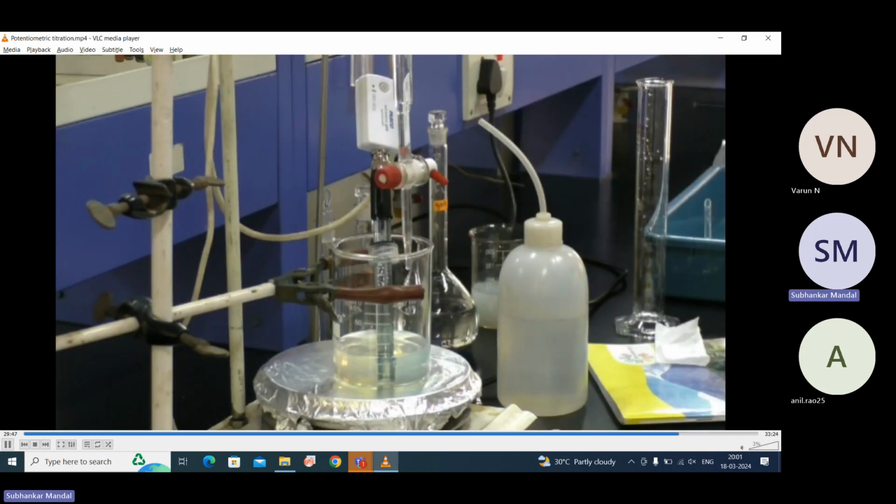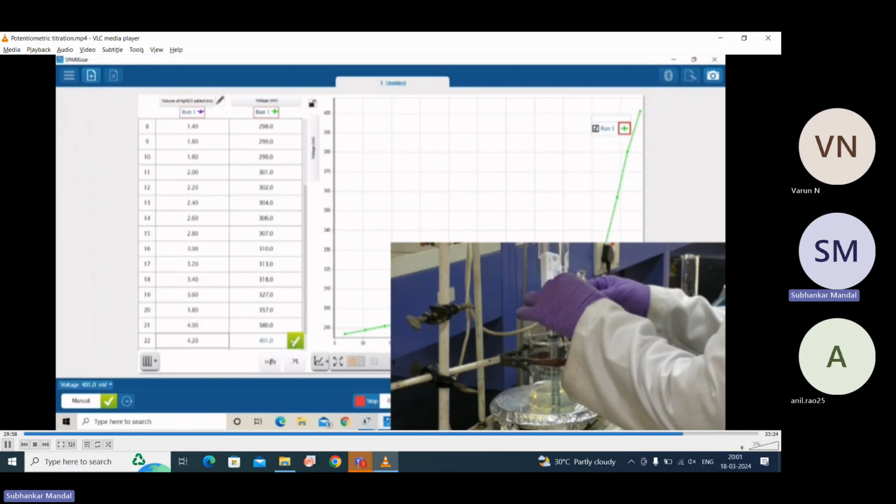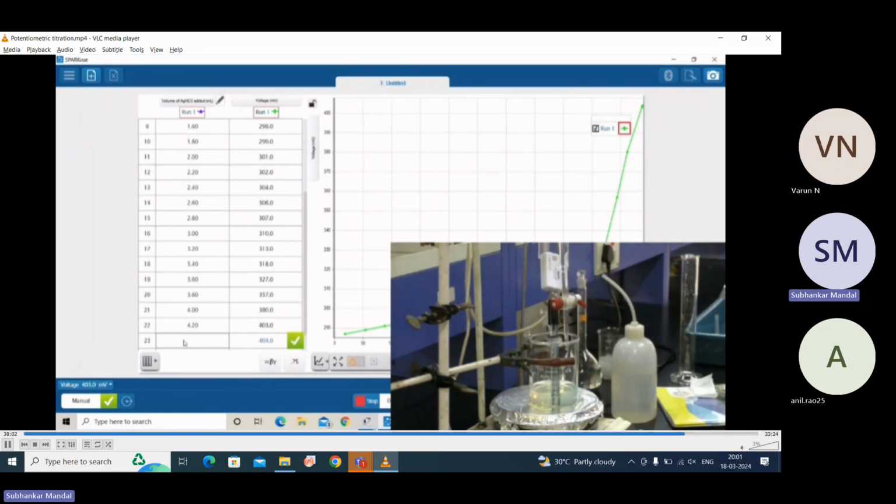In the solution, you can see that as the silver halide salt is precipitating, it has become a little bit sluggish. Earlier it was a clear solution, and now it has become a little bit sluggish.